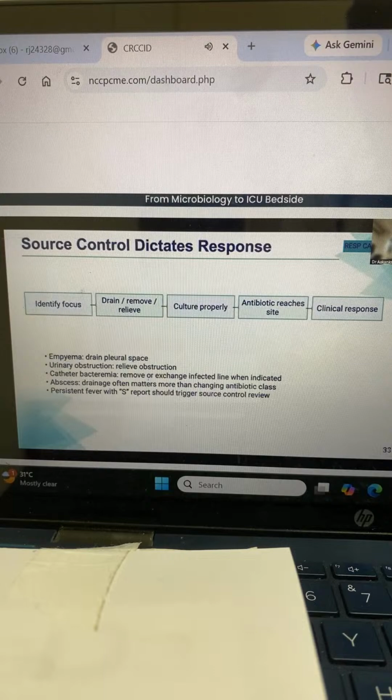Then, source control dictates response. So you need to identify the focus, remove the drain or the line if that's the culprit, culture properly, ensure that the antibiotic that you're selecting reaches the site of infection to achieve a desired clinical response. Like in case of empyema, drain the pleural space, relieve the urinary obstruction, remove the catheter if that is the source of infection. Persistent fever with an S report should trigger source control review, always.